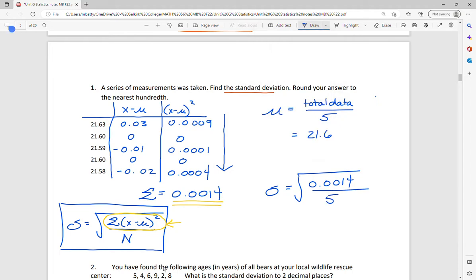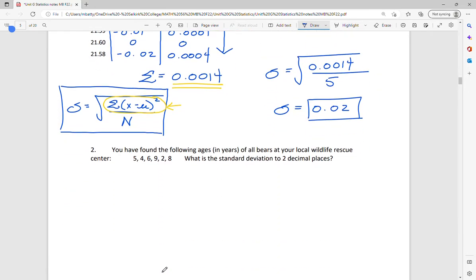And so on my calculator, I'd hit 0.0014 divided by 5, and then take the square root of it. Like I said, our standard deviations are going to be to 2 decimal places, so I get a standard deviation of, these numbers are pretty close together, 0.02. So basically, on average, any of the data is only 0.02 spots away from my average. That's a pretty tight data set, a low standard deviation.